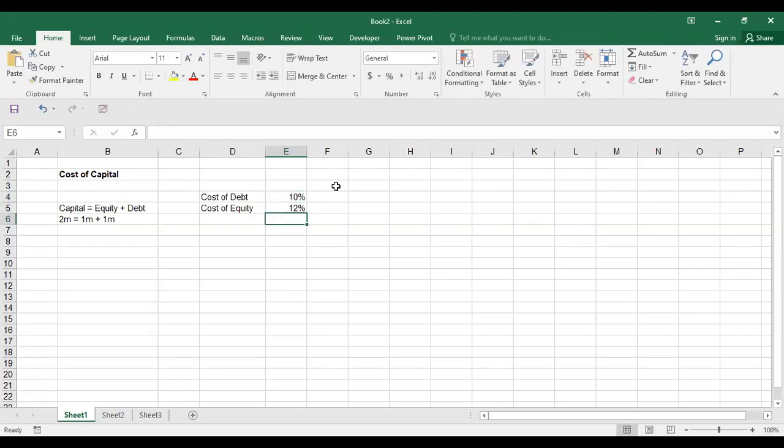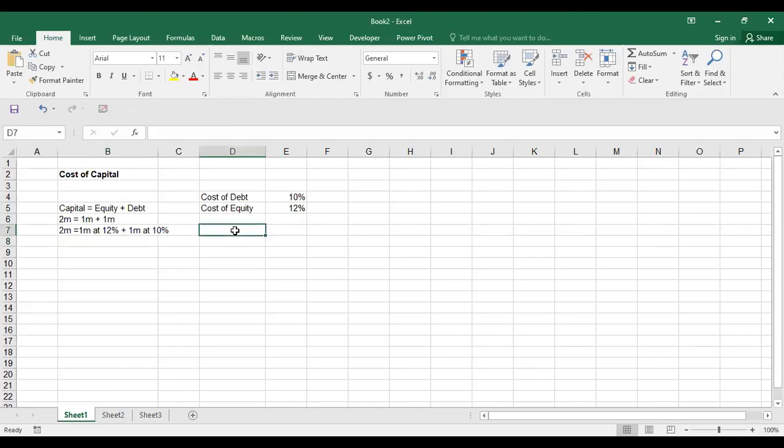We discussed in the previous lesson that debt is usually cheaper than equity because the providers of debt face less risk. So what does that mean? It means that your 2 million capital is like 1 million you are taking at 12%, and 1 million you are taking at 10%.